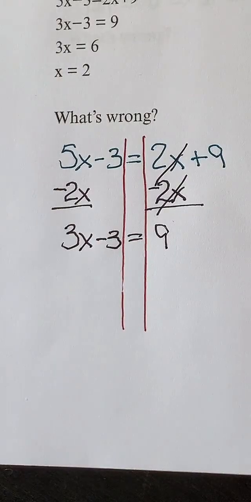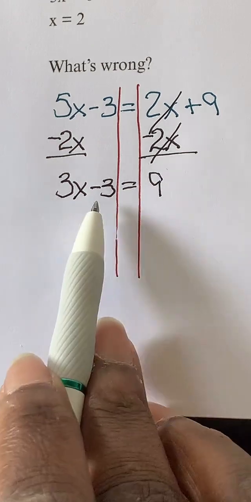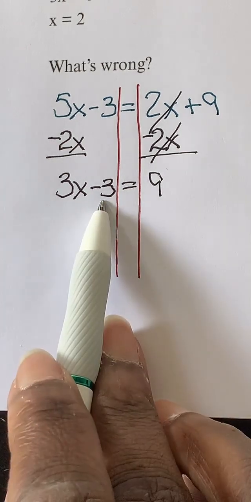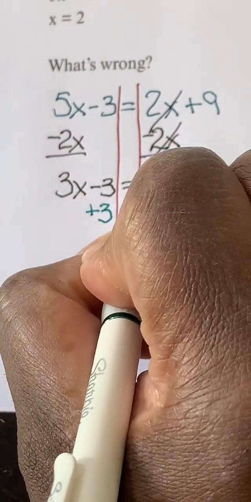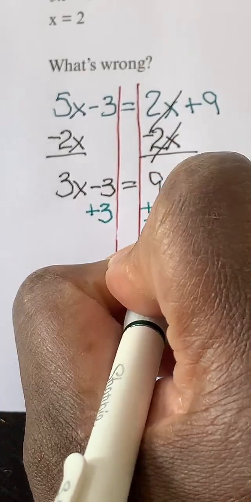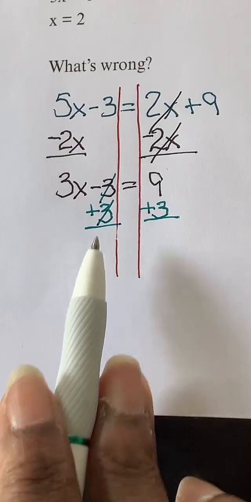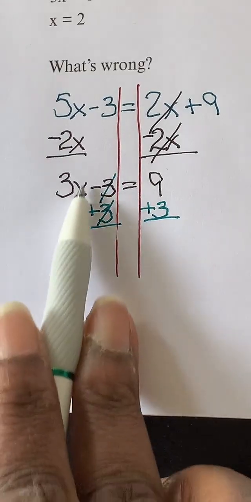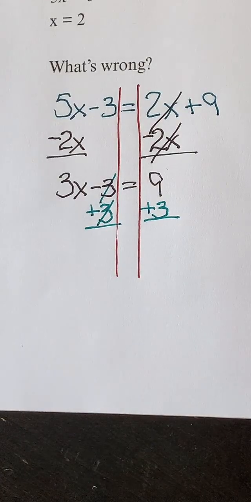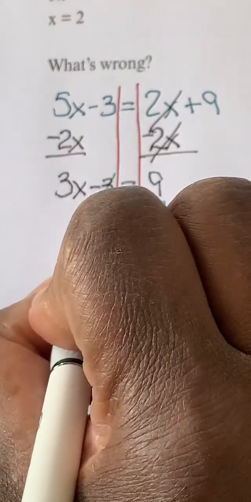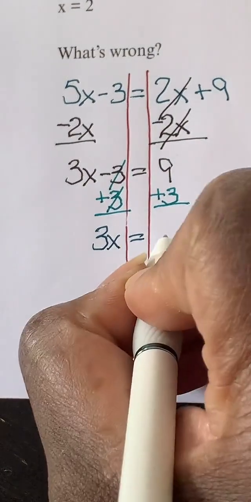So now over here, we want to move that negative 3 over here. So I have to do the opposite of minus, which is plus. That's how you move from one side of the equal sign to the other. So over here it's going to give me 0, but I don't need to write the 0 because I still have that 3x on that side of the equal sign. So I'm going to write my 3x, I'm going to write my equals, and then 9 plus 3 will give me 12.